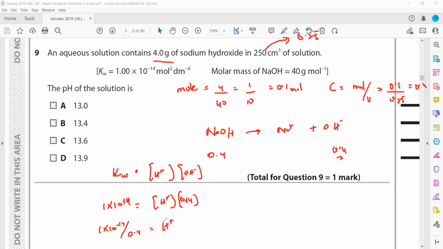So this will give hydrogen ion concentration. And then we will use the formula pH is equal to minus log of hydrogen ion concentration. So the pH equals minus log of hydrogen ion concentration. We substitute. This will give us 13.6, the pH of this solution.